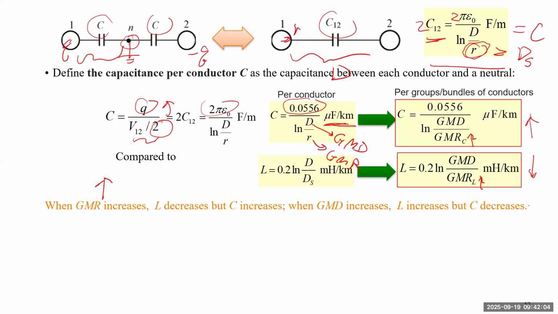If GMD increases, if you build a bigger tower to make the spacing between the two phases longer, then L will increase and C will decrease.